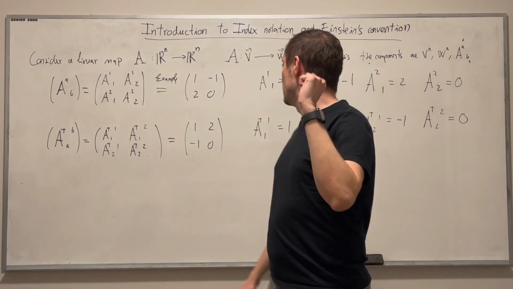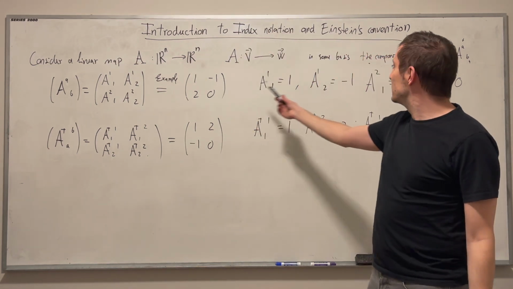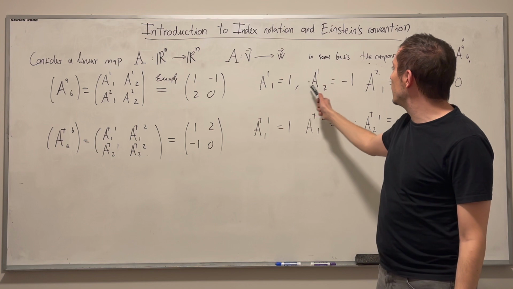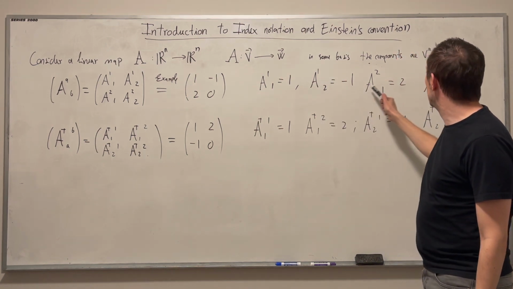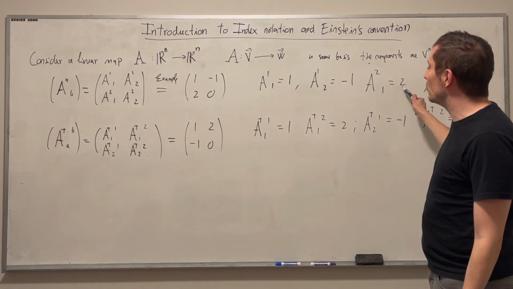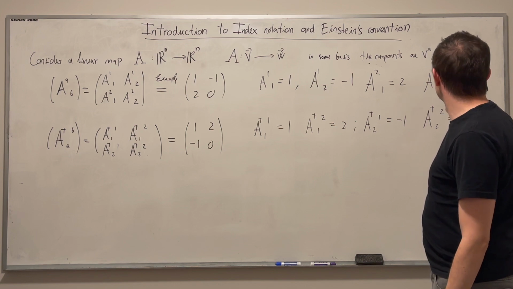All right? Cool. So if you write the components here, we say first row, first column, 1. First row, second column, -1. Second row, first column, 2. Second row, second column, 0.